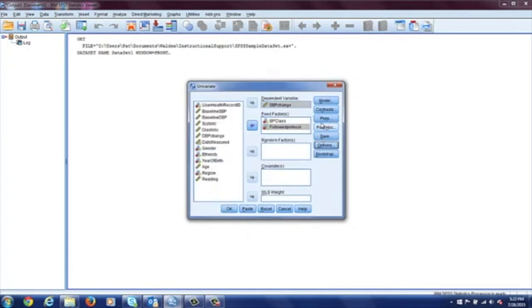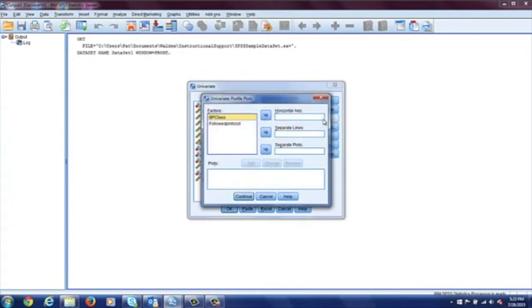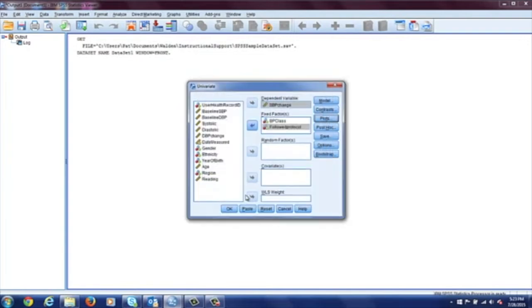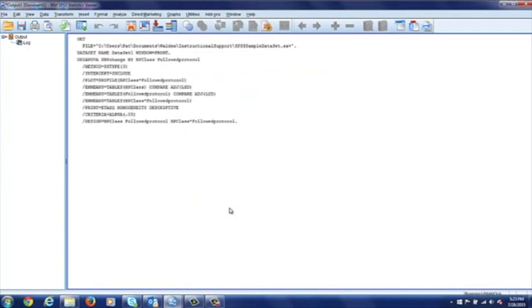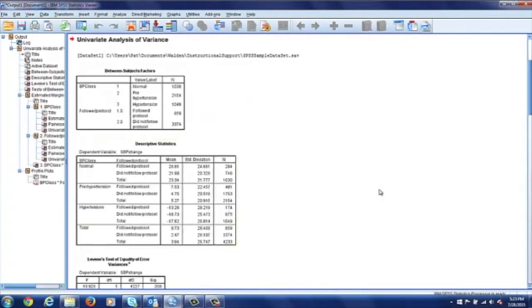The only other thing I'm going to select in this example are the plots. And what I want to do is put the blood pressure class on the horizontal axis, and I'm going to put whether they followed the protocol on a separate line. I'm going to add this, and this is really a good way to look for the main effects and the interactions. So I'm going to click OK, and let's see what we have here.